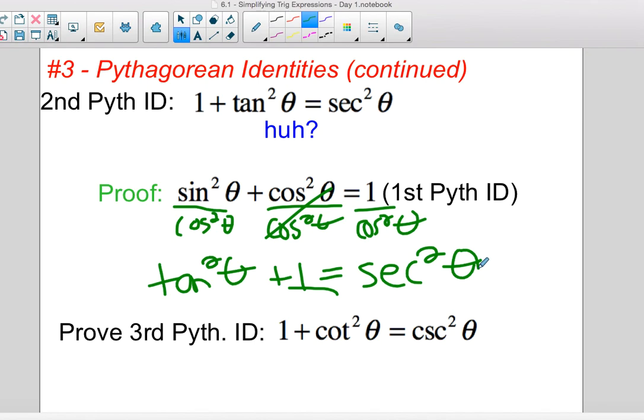So what I want you guys to do now is just prove the third Pythagorean identity. So I'm giving you the identity. I want you to prove it using the first Pythagorean identity and just kind of see how the two are actually the same thing.